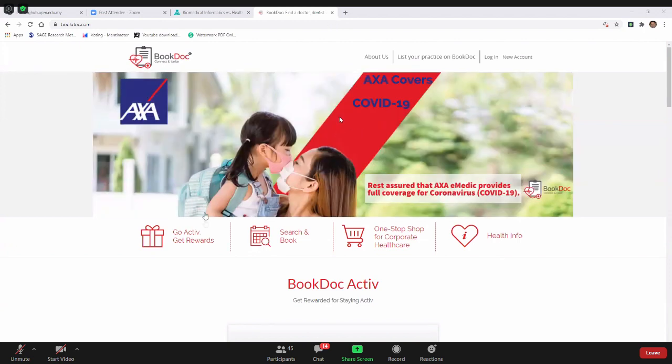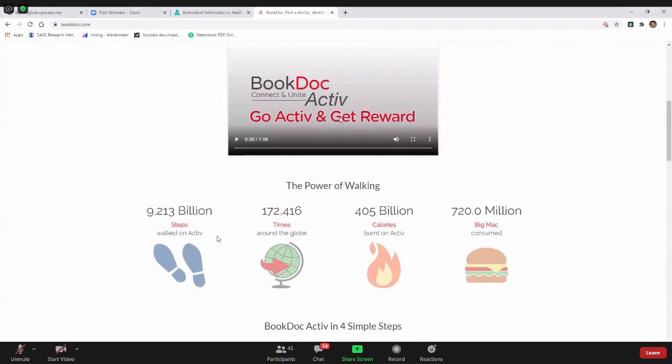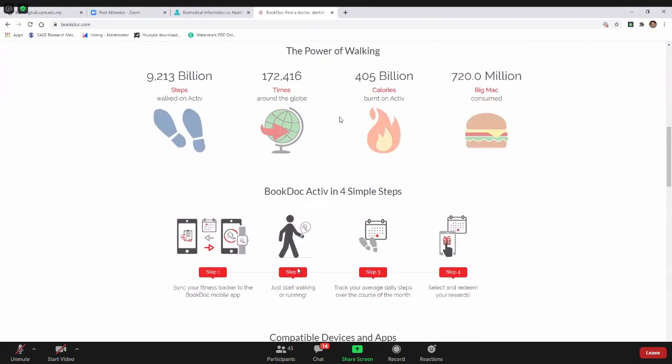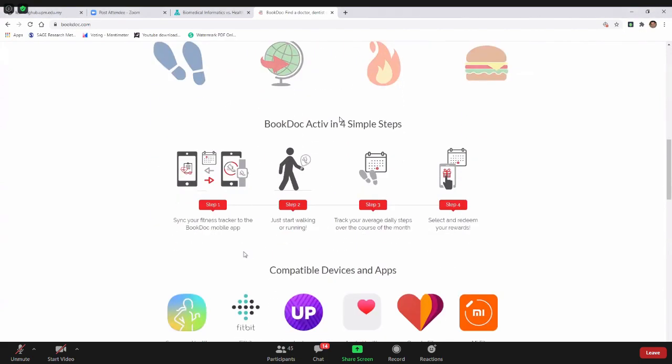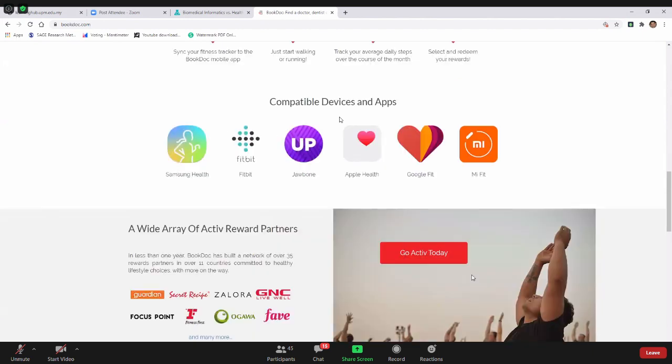So now you can see they have the rewards, and they can see how many steps you can cover. Then you can redeem the rewards from the active steps that you walk. They are compatible with Fitbit, Samsung Health, Jawbone, Apple Health, Google Fit, etc.